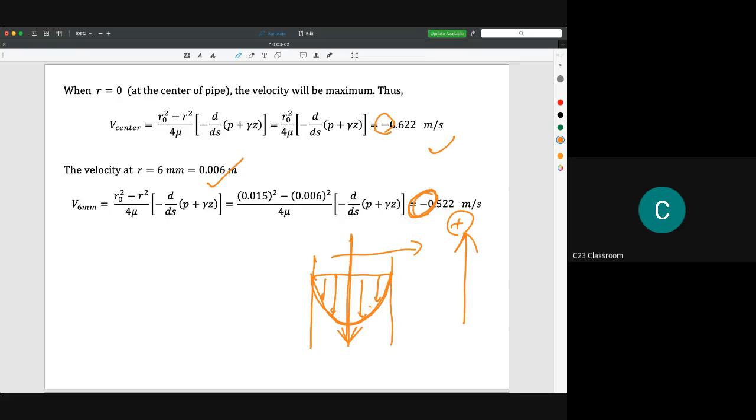you need to draw like this, and then you just give the direction. And then you could say that the maximum velocity is at the center line here, so it is equal to 0.622 meter per second. So the negative is actually showing downwards. And if r equals 6 millimeters, meaning from r equal to 0 here you have 6 millimeters here, the velocity here is actually 0.522 meter per second.